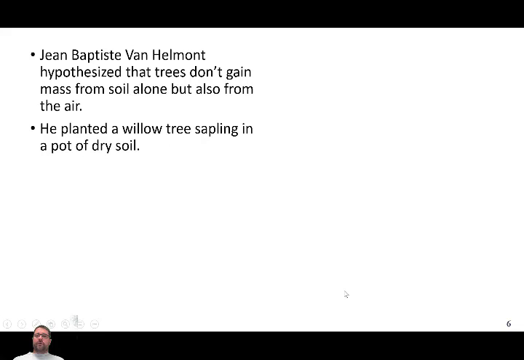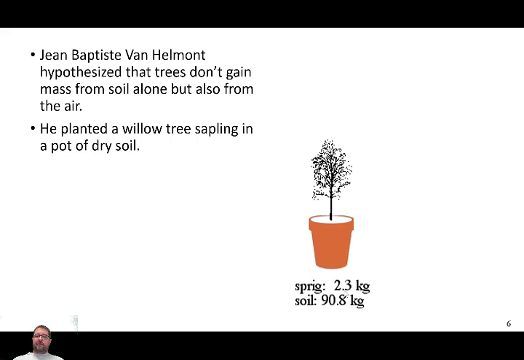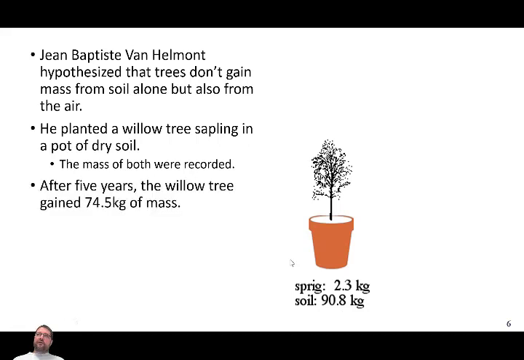he planted a willow tree in a pot of dry soil. Okay, so he took a willow tree, planted it just like that, and he knew how much the willow tree weighed, 2.3 kilograms, and then he knew how much the soil weighed, 90.8 kilograms. So he recorded both masses, and then he waited 5 years.